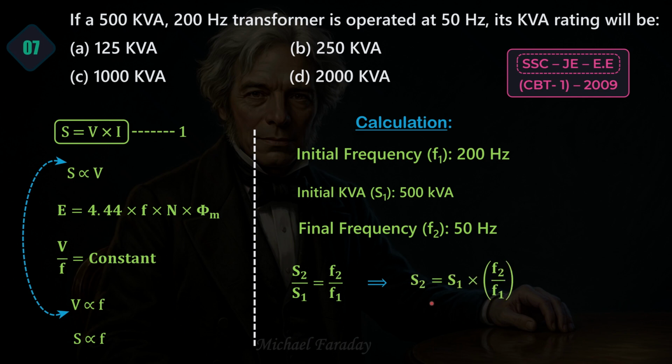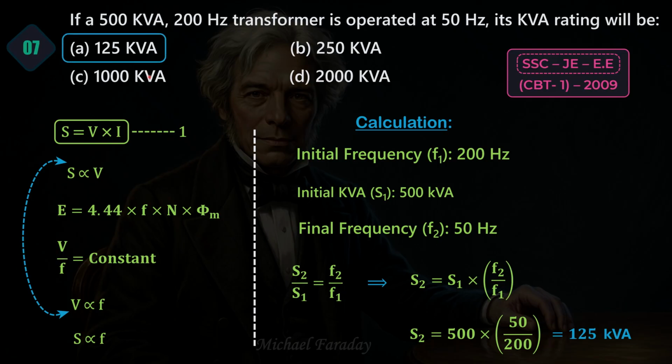The new equation becomes S2 is equal to S1 times F2 by F1. Put all those values in the given equation. S1 is equal to 500, F2 is equal to 50, F1 is equal to 200, which is equal to 125 kVA. Hence, option A is the right answer. When we change the frequency from 200 Hz to 50 Hz, kVA rating changes from 500 to 125 kVA.